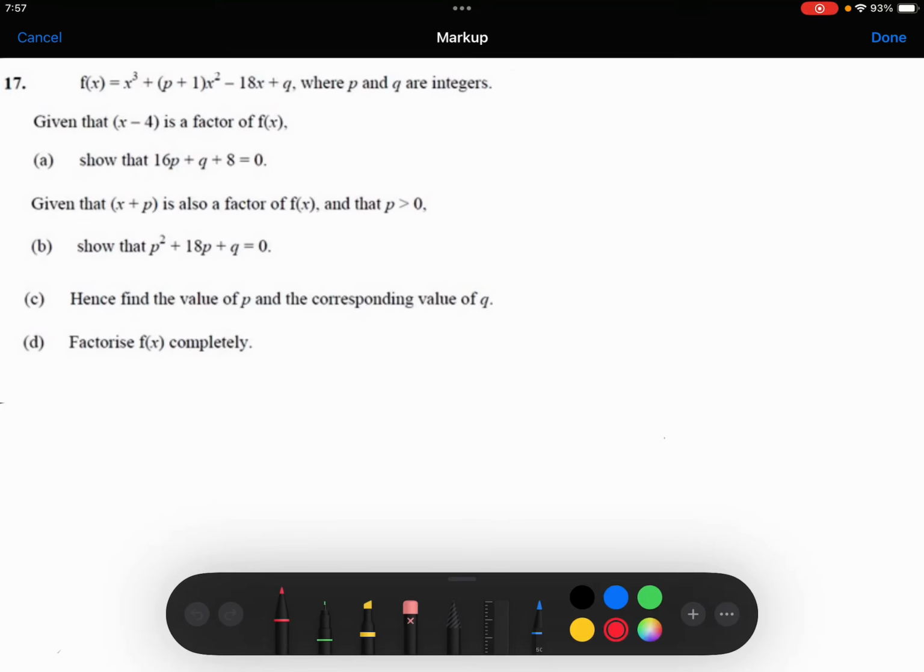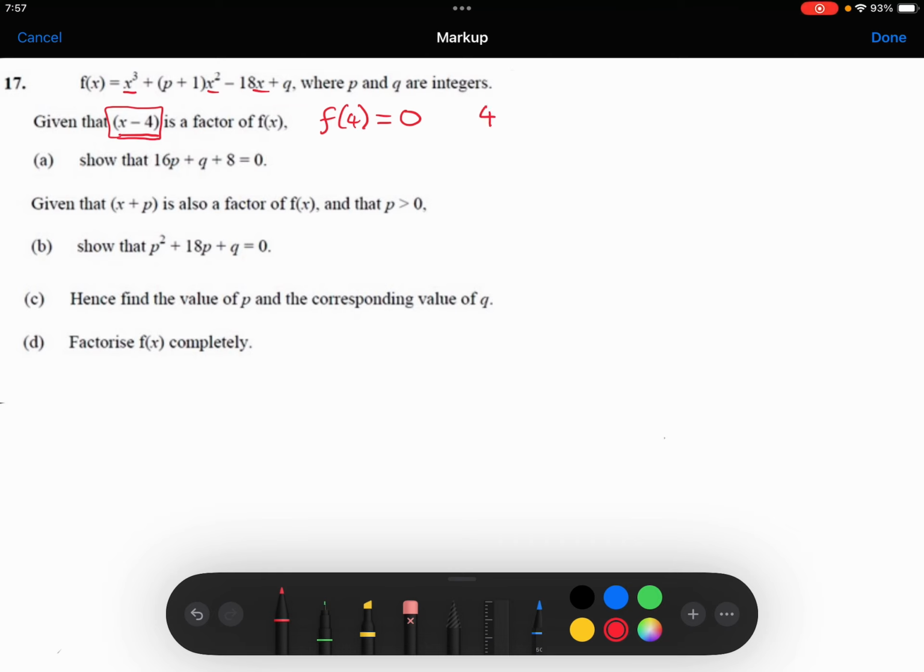We've been given a function, f of x, and we've been told that x minus 4 is a factor of f of x. We need to show that 16p plus q plus 8 is equal to 0. So given that x minus 4 is a factor, the factor theorem tells me that when I substitute 4 into the function, I will get 0. So that's exactly what I'm going to do. I'm going to substitute 4 in instead of the x.